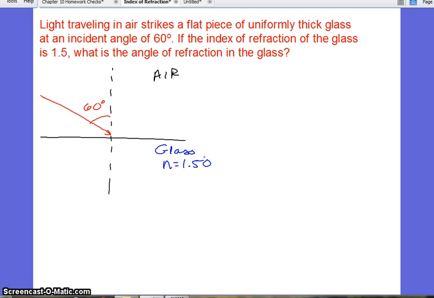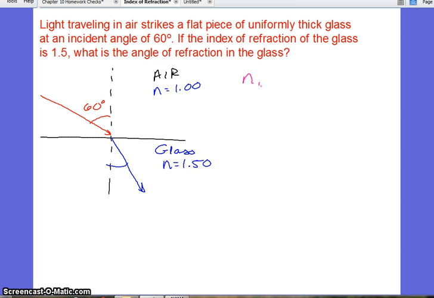Now, it all depends on what type of glass you have, whether it be crown glass or Pyrex. They'll have different values. That's about 1.5. So in this case, it was given to us. Air is 1. Because it has a higher index of refraction, the light's going to be bent towards that normal line. So we expect an answer somewhere less than 60 degrees for this angle.